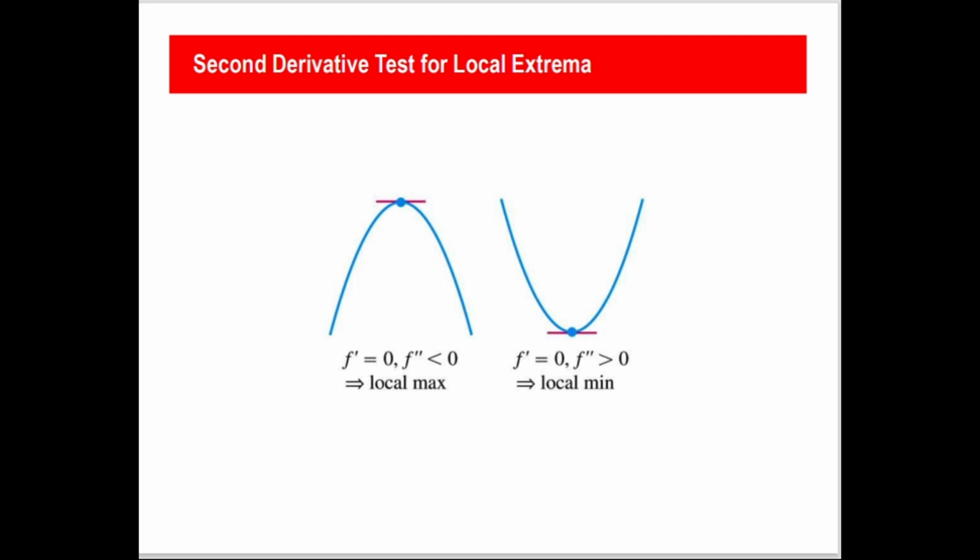For the first case that we had just now, we have f prime equal to 0, f double prime less than 0, concave down. Let me put it here, so we have this kind of shape. And for the second one, we have f prime equal to 0 and f double prime greater than 0, concave upward. And we have the conclusions for both: the first one is a local maximum and the second one is a local minimum.